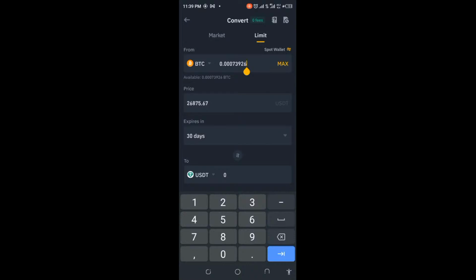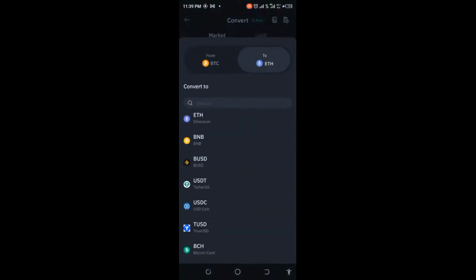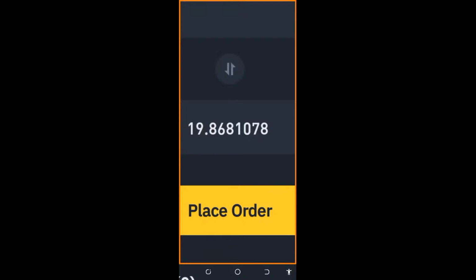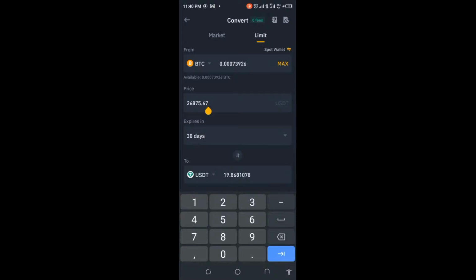Let's do it again. All right, let's click on market. This one is supposed to be USDT. Let's click on limit if it would allow us. Okay, so what we have here is at the max. So it's just giving us our money back, 19.86. Nah, I want to make sure I have more. So is this going to allow me to have more? I don't know. Let's go and check.